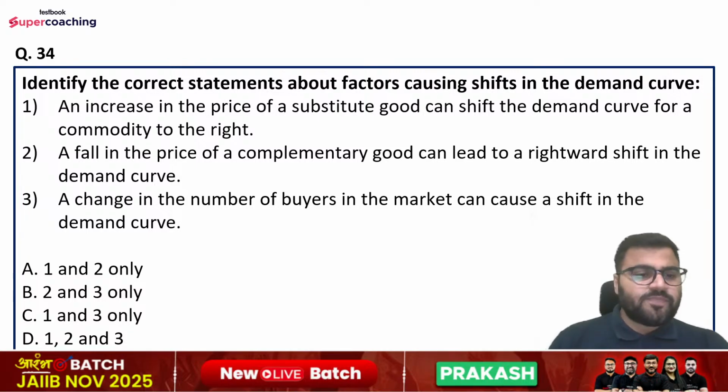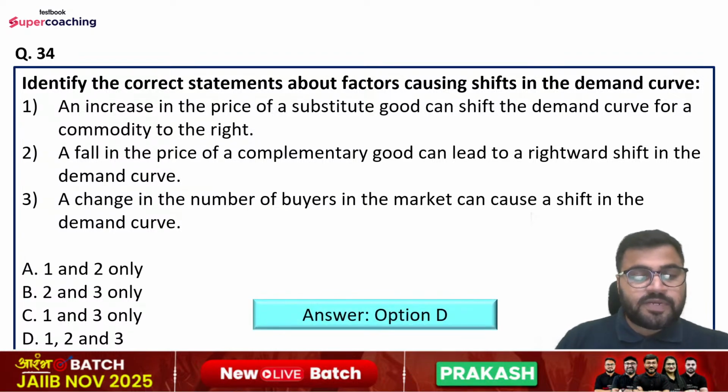Question number 34, identify the correct statements about factors causing shift in the demand curve. Statements are: an increase in the price of a substitute goods can shift the demand curve for a commodity to the right. A fall in the price of a complementary goods can lead to a rightward shift in the demand curve. A change in the number of buyers in the market can cause a shift in the demand curve. Options are first, second only, second and third only, first and third only, or first, second, and third only. So right answer is option number D here, that is all of the above, first, second, and third.